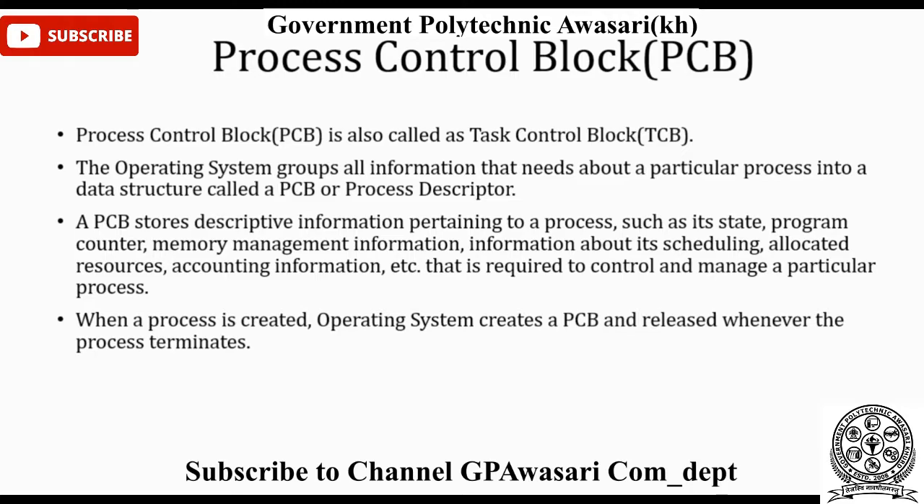The operating system groups all information that it needs about a particular process into a data structure called a PCB or process descriptor. So it is similar to a table containing information about the important aspects of a process recorded in a detailed manner. A PCB stores descriptive information pertaining to a process such as its state, program counter, memory management information, information about its scheduling, allocated resources, accounting information, etc. that is required to control and manage a particular process.